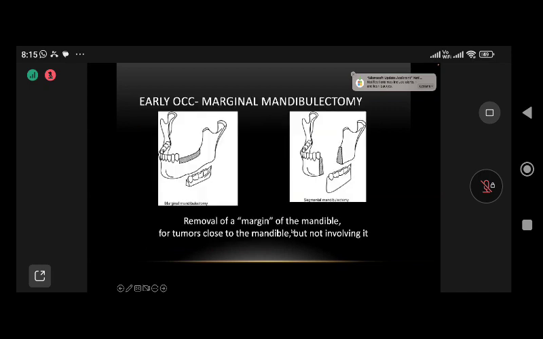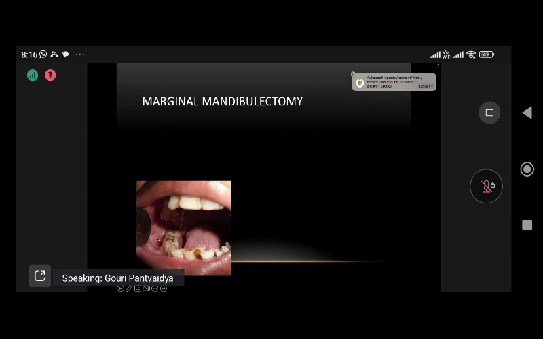The third surgery that we do for early cancers is what we call a marginal mandibulectomy. Now, what is a marginal mandibulectomy? As the name suggests, it's basically removing a margin of the mandible. Here is a segmental mandibulectomy where you remove the entire segment, whereas in a marginal mandibulectomy, you remove only a part of either the upper margin or the lower margin. Sometimes you can do a lingual or a buccal plate. So removal of a margin of the mandible for tumors which are close to the mandible but not involving it is called a marginal mandibulectomy. Now, here is a classic example.